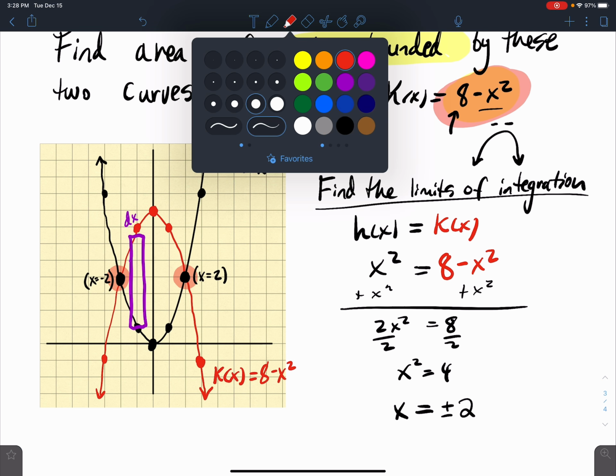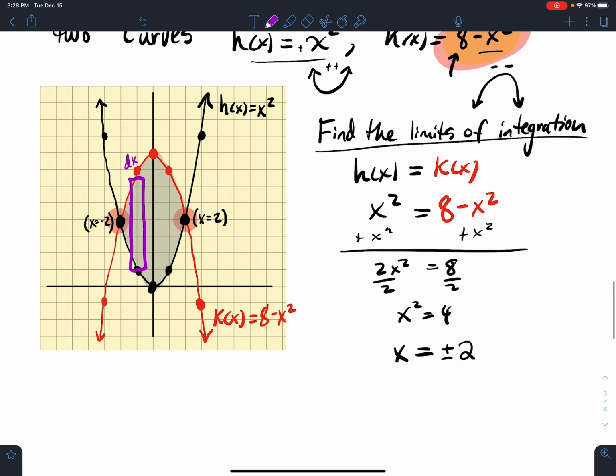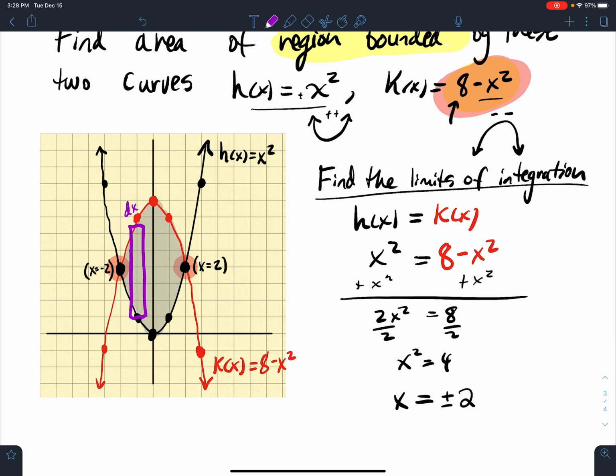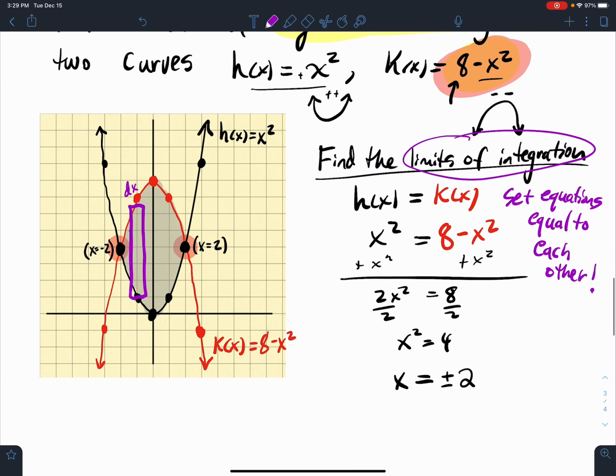Okay, so shade in your region that's enclosed, right? It's the area of the bounded region. That's this weird looking eye looking thing. So if you're not given the limits of integration, this is how you find them. You set the equations equal to each other. Okay, set the equations equal to each other.